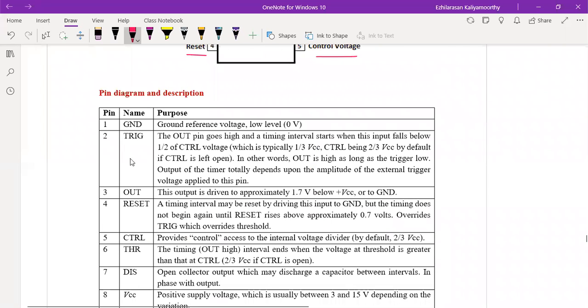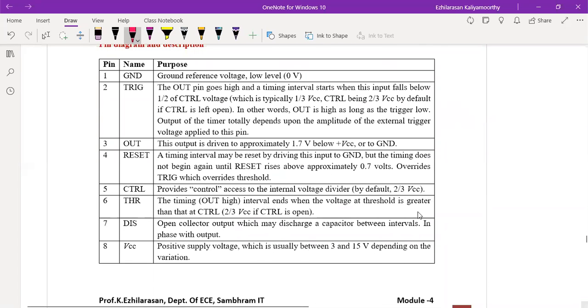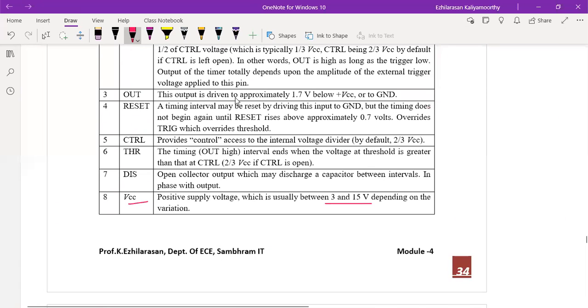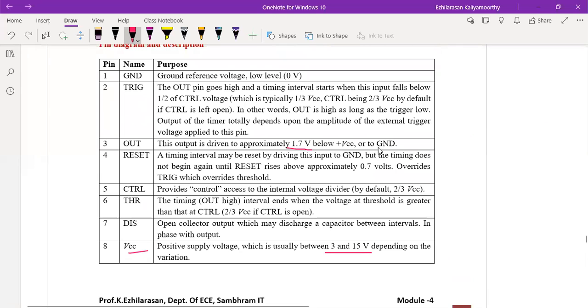Here we have given some description for each and every pin that you can go through, because later, when we study it elaborately, we'll come to know all those things. But I will say something here. The VCC, as I said earlier, is the positive supply voltage, usually between 3 and 15 volt, depending upon the variation. VCC will range from 3 to 15 volt. Next is the output. The output is approximately 1.7 volt below VCC normally, or to ground. That is the output we'll get.